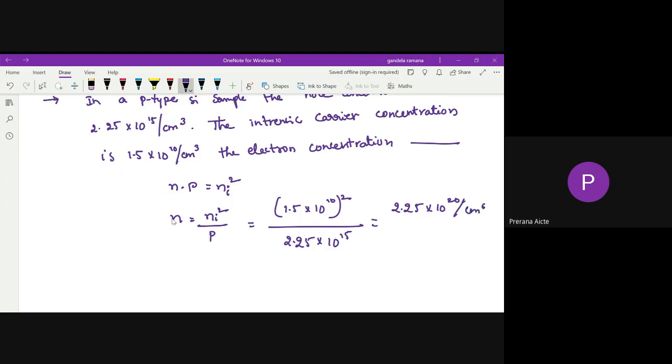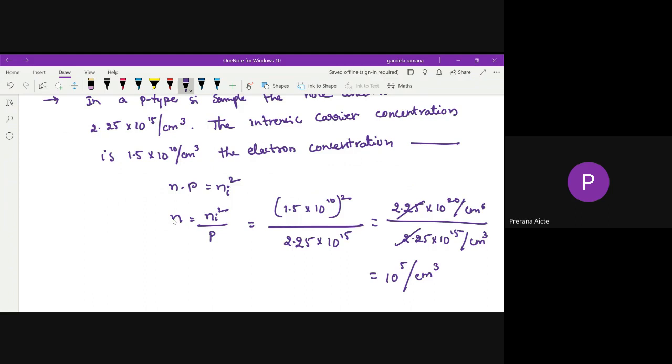The hole concentration is 2.25 into 10 power 15 per centimeter cube. So how much do you get? Finally we get the value 10 power 5 per centimeter cube.